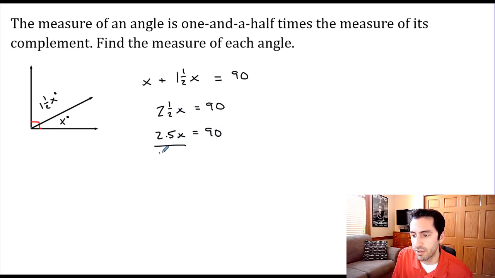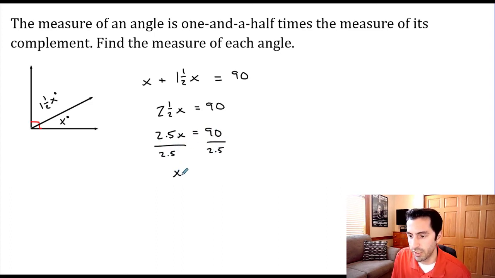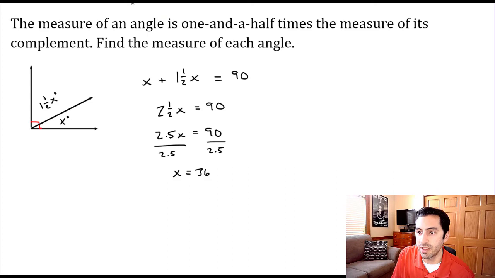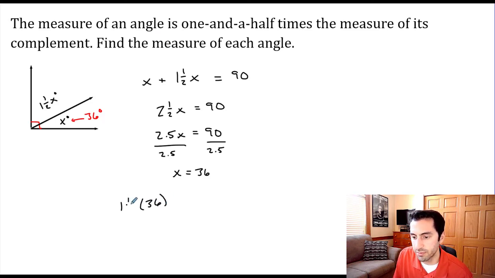And then dividing by 2.5, this is going to tell me how big my first angle is. So I end up with x is equal to 36. So that means that this first angle is 36 degrees. And if I want to find out how big my other angle is, I can take 36 and multiply this by 1.5. So 1.5 times 36, that is 54. So my other angle, 1.5 times bigger than 36, is 54 degrees.